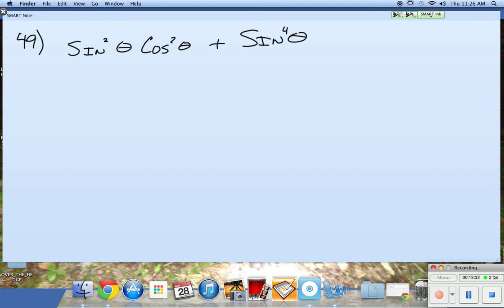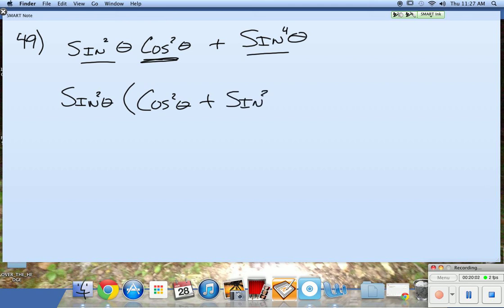Well, looking at this one now, I notice that there's a sine squared of theta here, and we've got a sine to the 4th, so I can take a sine squared of theta out. I'm going to take it out of both of these. What I'm left with then is just my cosine squared of theta plus, and if I take a sine squared out of sine to the fourth, I'm left with a sine squared of theta. Well, what's sine squared of theta plus cosine squared of theta? It's 1. So this ends up just being sine squared of theta.